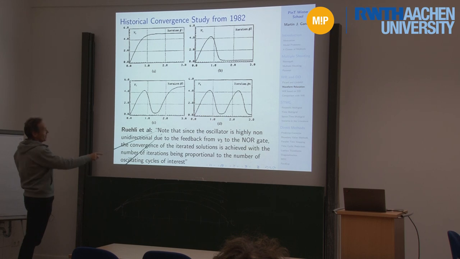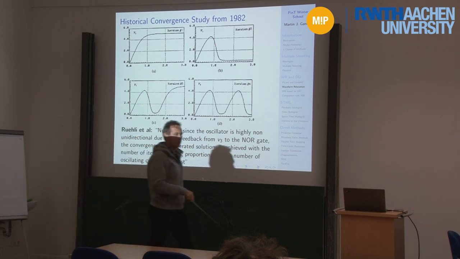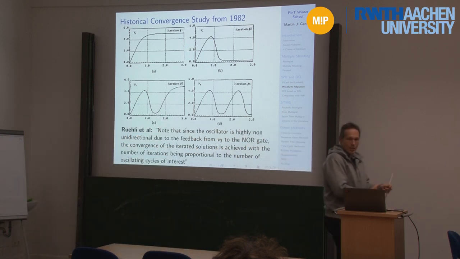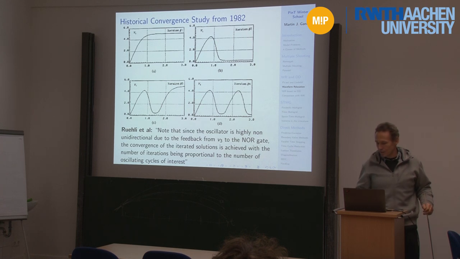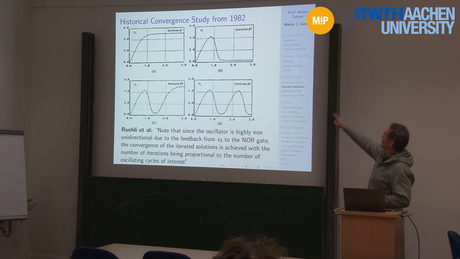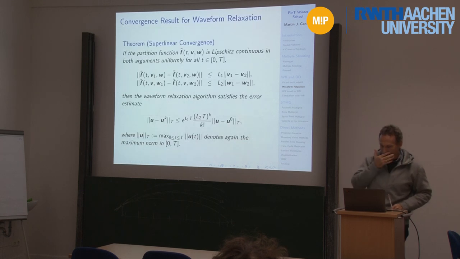And that's what they already say. Note that since the oscillator is highly non-unidirectional due to the feedback from V3 to the NOR gate, the convergence of the iterated solution is achieved with the number of iterations being proportional to the number of oscillating cycles of interest. This we'll see later as well in this algorithm. This is a typical behavior for this algorithm if the system has some hyperbolic nature. Because you see, it's like a transport system. It's like a hyperbolic system.